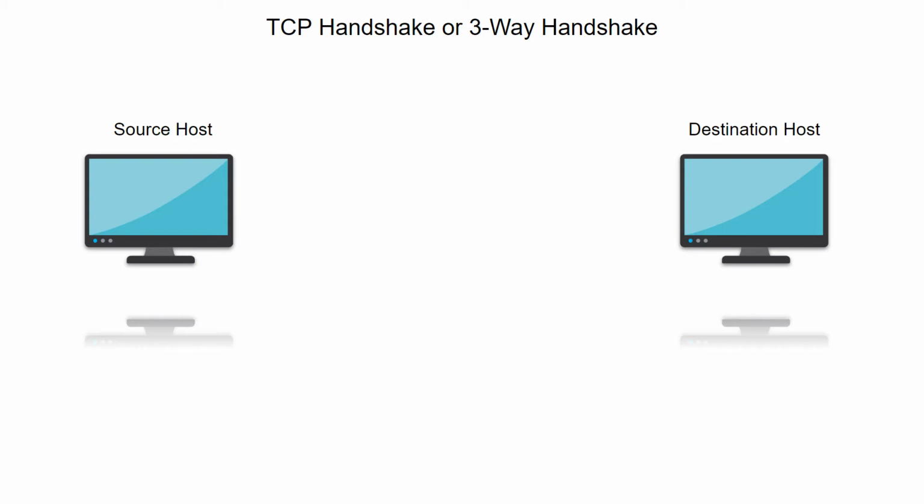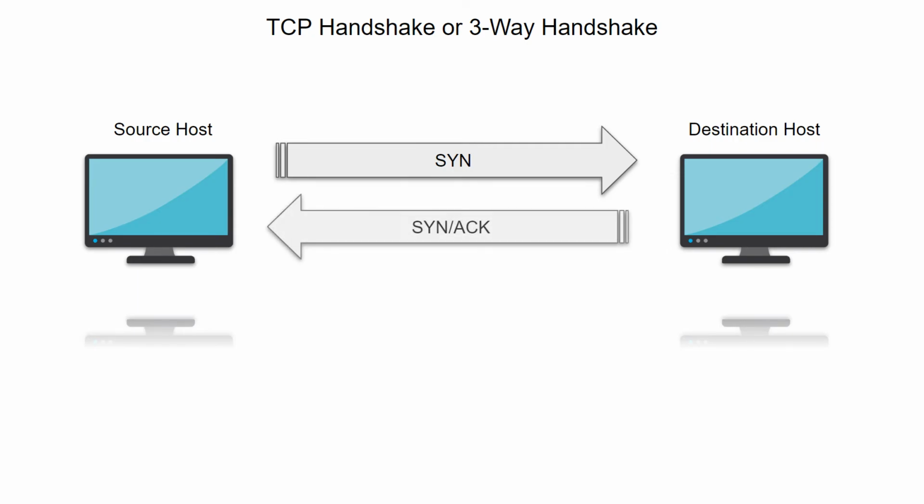When the source host wants to establish a connection with the destination host, it will send a synchronization packet using the IP protocol to the destination. By this, TCP will ask the port on the destination host whether it is open for a new connection or not. If the destination port is open for the connection, then it will send back the synchronization packet with the acknowledgement packet to the source.